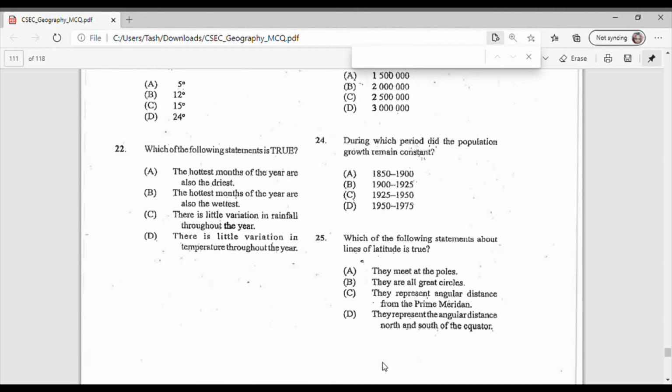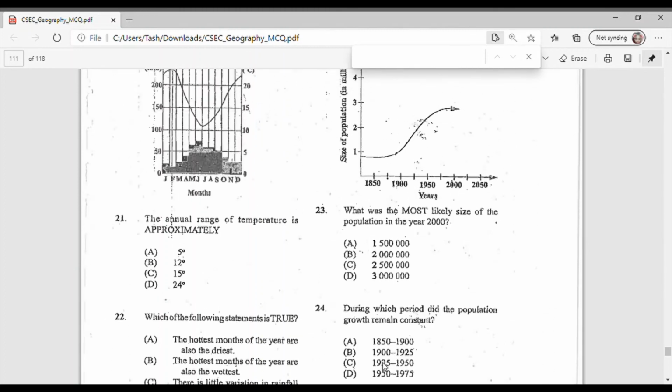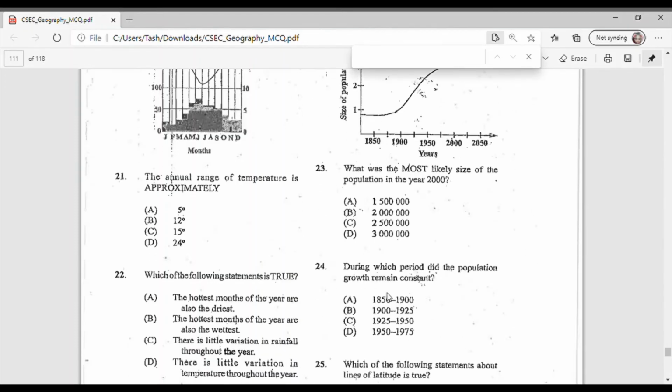During which period did the population remain constant, meaning there was no growth? So from looking at that, we have between 1850 to 1900, there was no growth. So we look for that as our answer. Here it is. So for number 24, our answer is letter A.